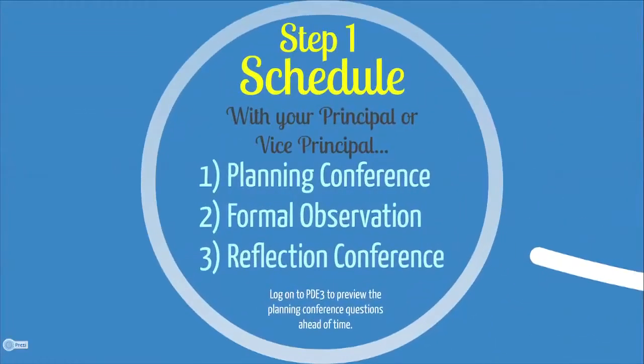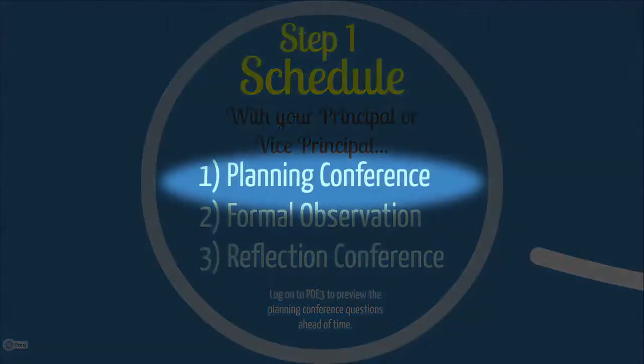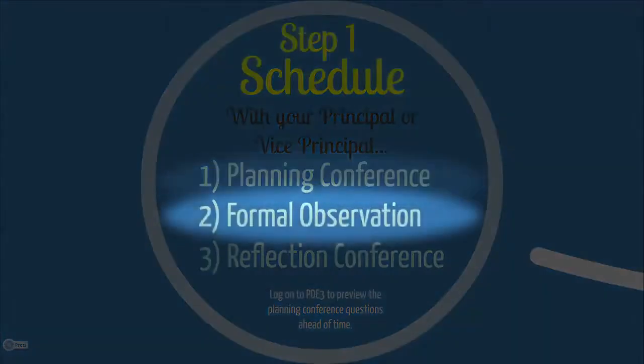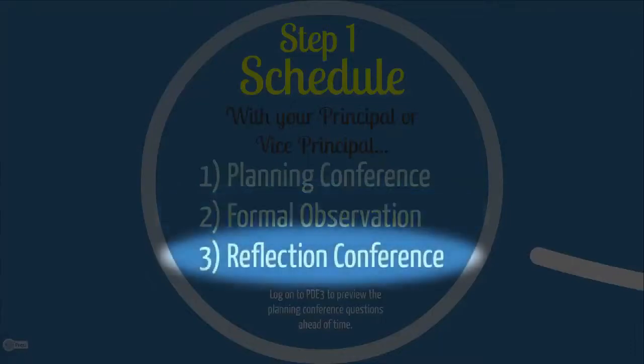Step 1 is setting up your observation cycle. Your principal or vice principal will schedule the planning conference that should take 20 to 30 minutes, formal observation that should take 15 to 30 minutes, and a reflection conference that should take between 20 and 30 minutes.